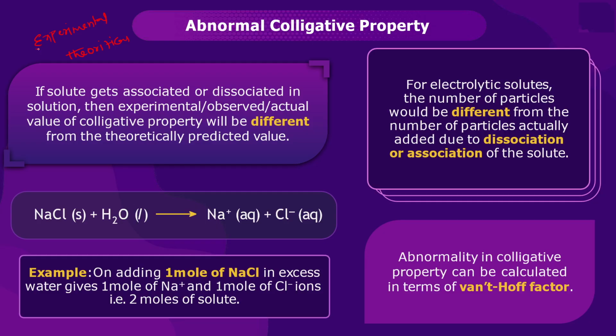Experimental means you have done an experiment and extracted data. From that data, you calculated the value of the elevation in boiling point or depression in freezing point. That is called experimental. Theoretical means only by using a formula. We discussed the 4 colligative properties so far: relative lowering of vapor pressure, elevation in boiling point, depression in freezing point, and osmotic pressure. If you calculate those 4 values by experiments, we call them experimental; if we calculate them by using the formula, we call them theoretical.